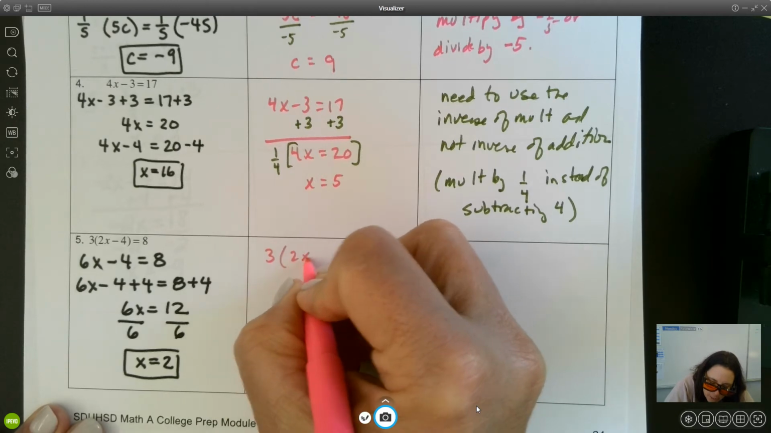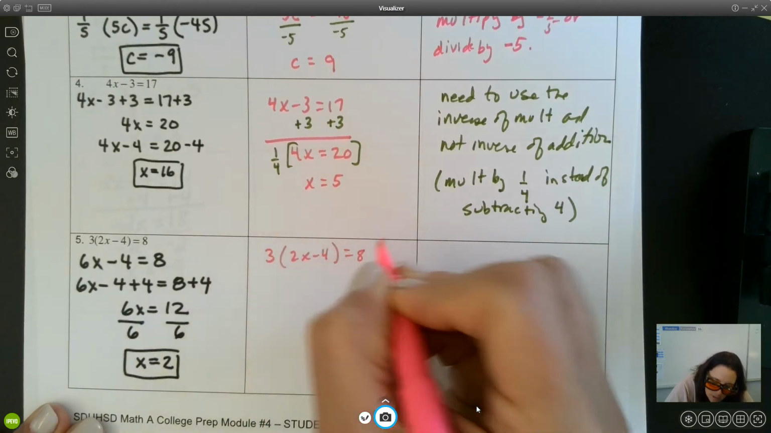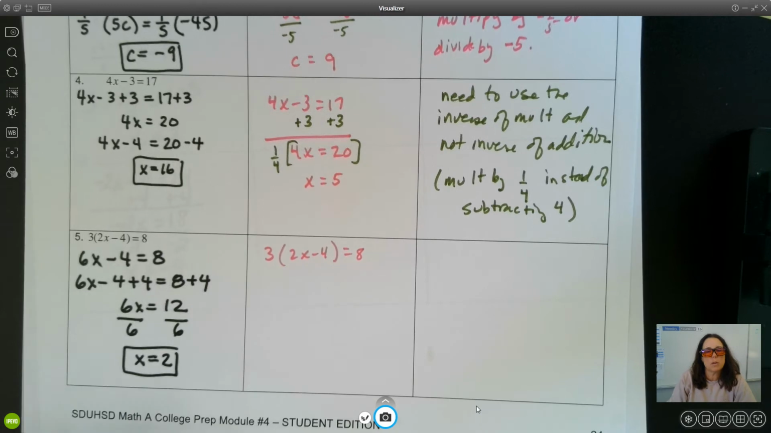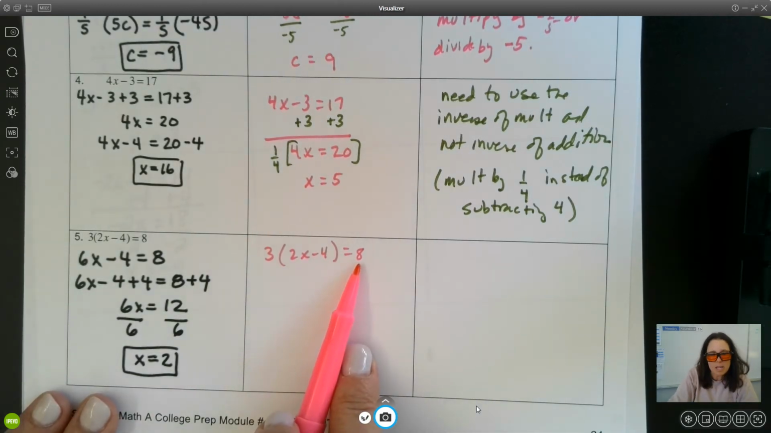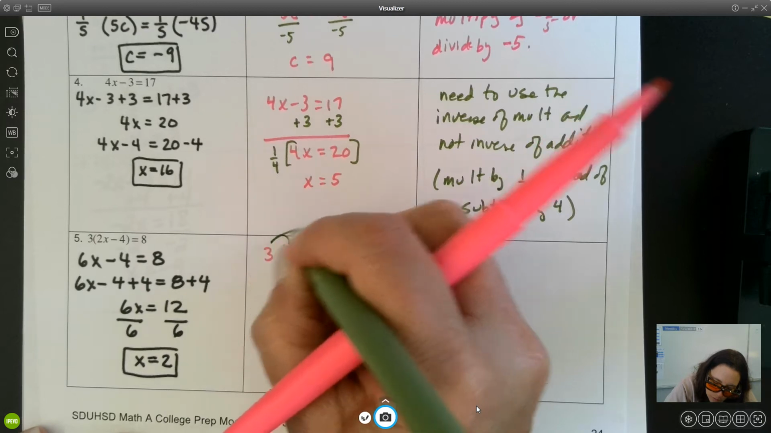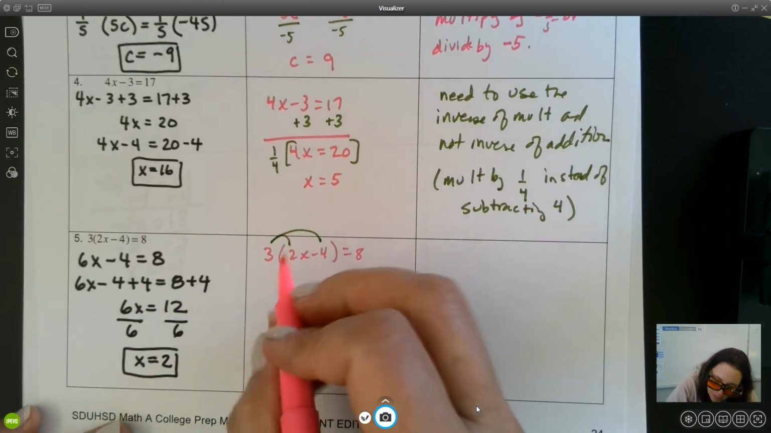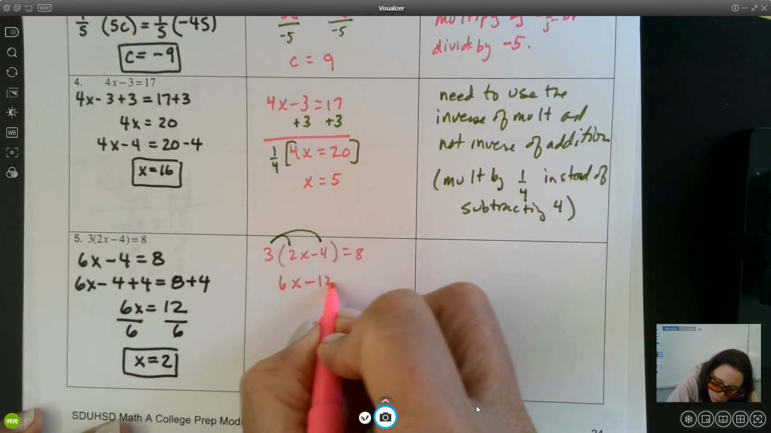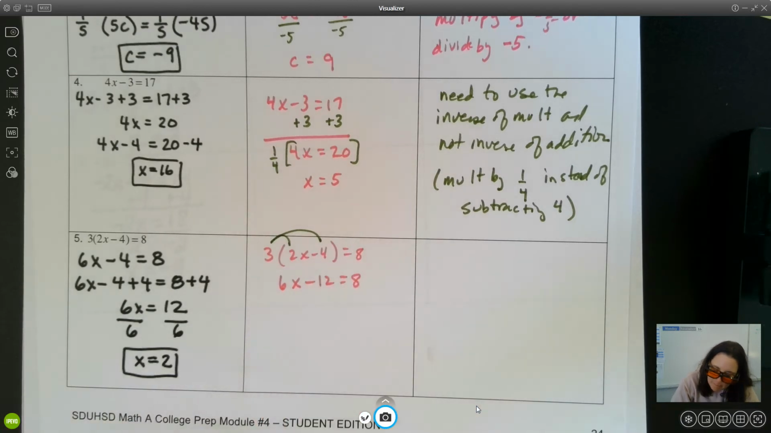Three groups of 2x minus 4 equal 8. You cannot start this one by dividing by 3 easily, because 8 is not divisible by 3. So the first step I'm going to do is distribute that 3 in. And that gets me 6x minus 12 equal 8.